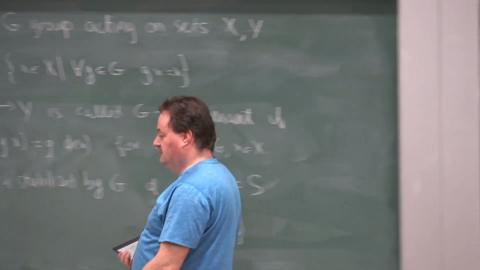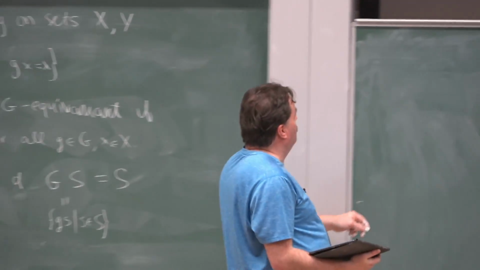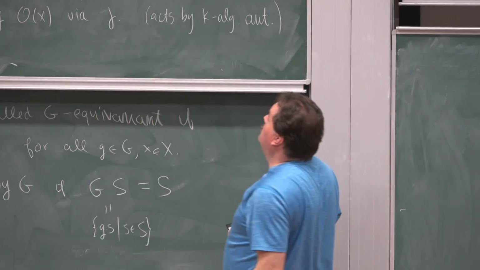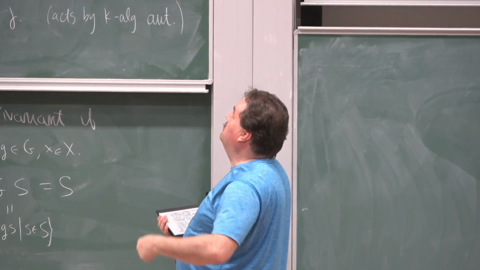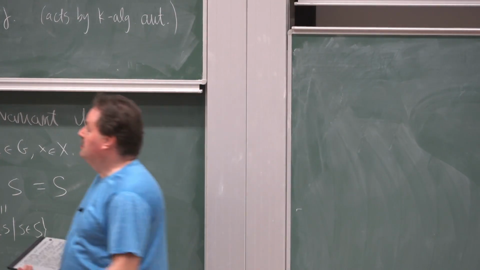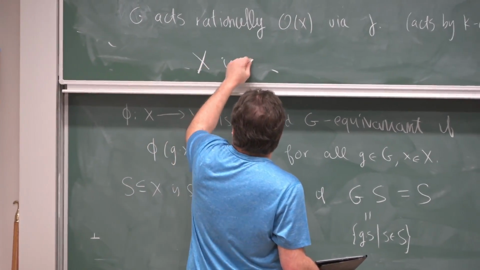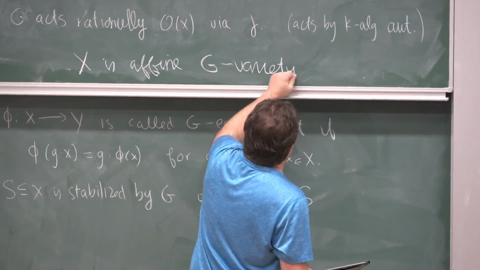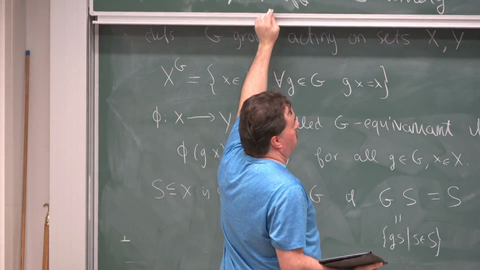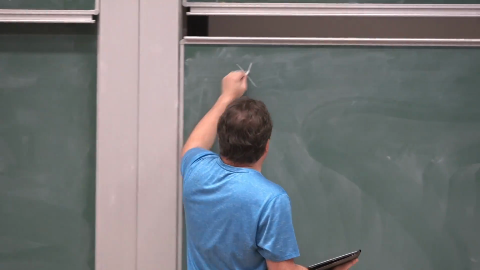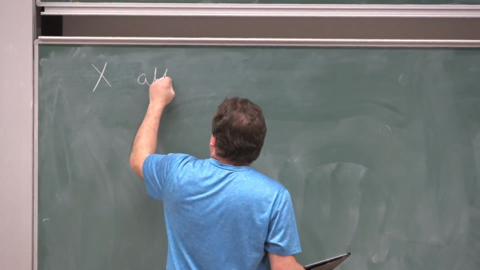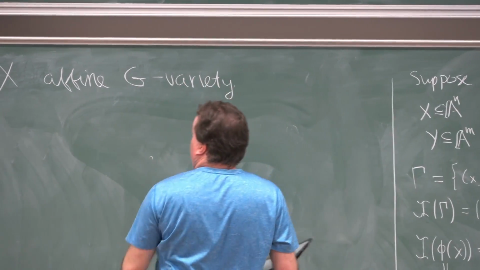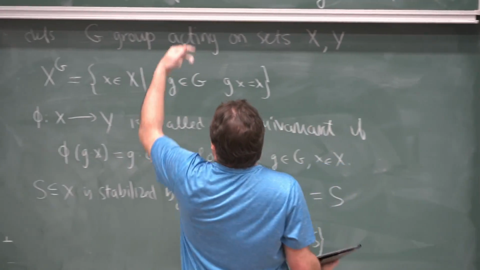Let's look at the situation again. In this situation, where we have an affine algebraic group acting regularly on an affine variety, I will just say X is an affine G-variety for short. So suppose we're in this situation. Then G acts rationally on O of X.